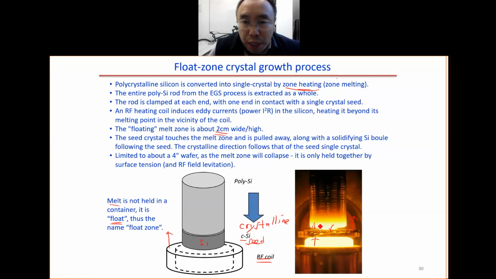So we cannot make it bigger. It's up to, as we said, 4 inch or 100 millimeter, because this is floating. The zone is only held by the surface tension. Only the surface tension holds the liquid silicon. If it's bigger than 4 inch, then the melt zone will collapse.